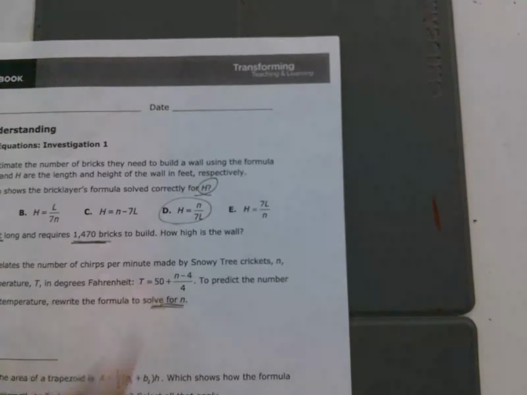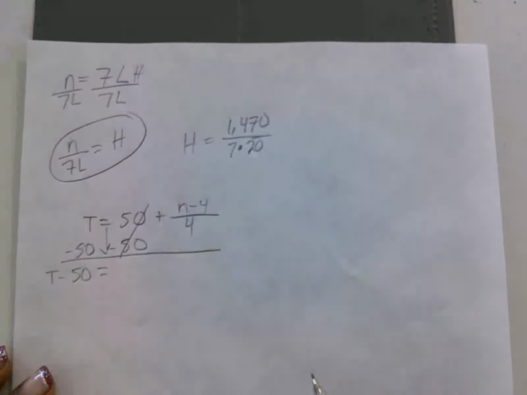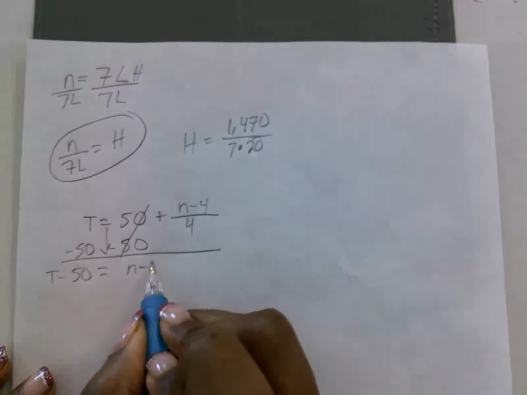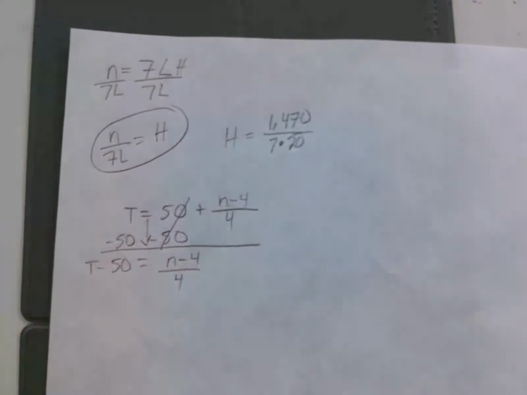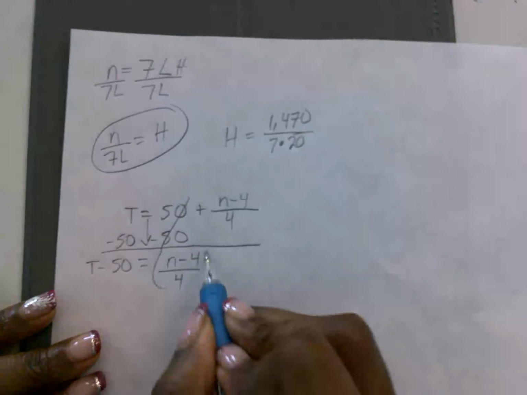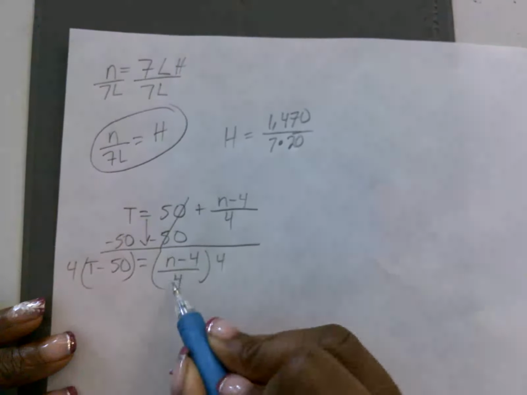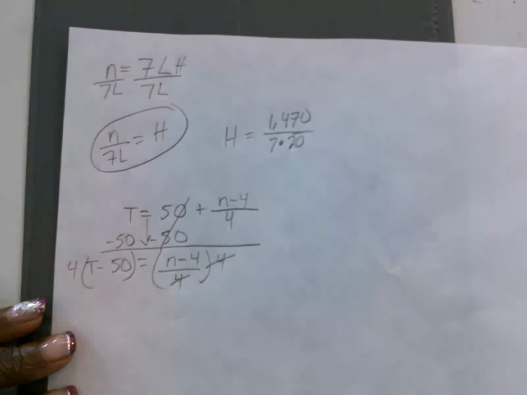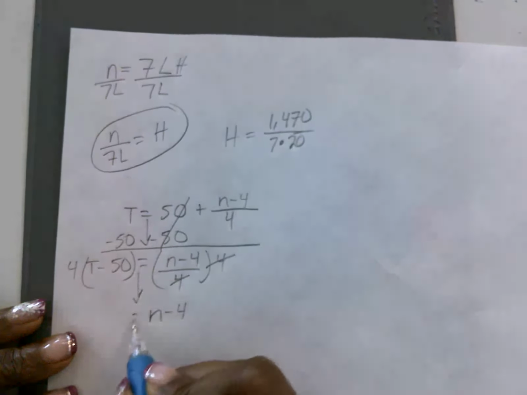Because that's this. Okay. All right. So now 50 is gone, and we are left with N minus 4 divided by 4. So now what are we going to do to get N by itself? Multiply both sides by 4. So that's going to remove that, and I'm left with the numerator, N minus 4 on this side.